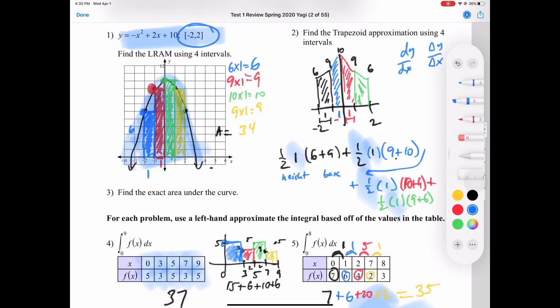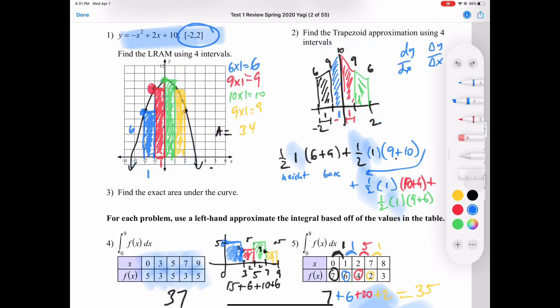In the previous examples, we were asked to find it in different ways. We were asked to find the LRAM using rectangles, the left-hand approximation. We were asked to use a trapezoid, drawing trapezoids. And these are all covered in the review video. Now, how do we find the exact value, though? Because these two different ways are both approximations. They're just guesses. There's a lot of error in between, a lot of over, a lot of under. If you look at this rectangle here, we have a lot of overage, a lot of under guessing. This one here is probably going to be all under.